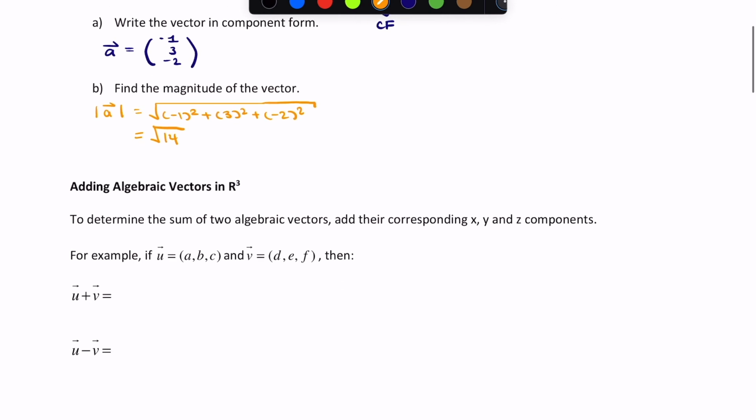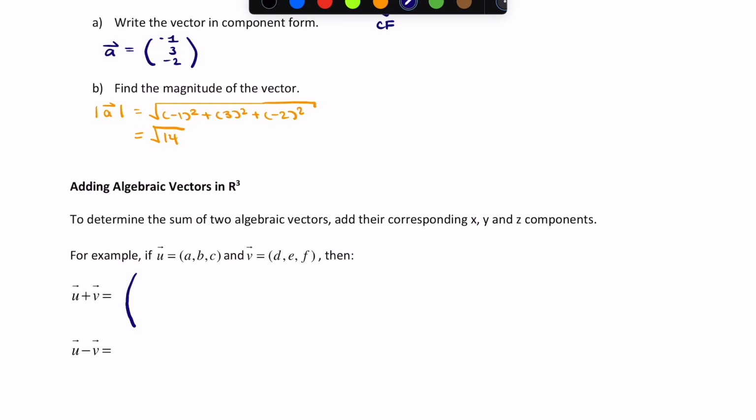Okay, next we'll look at adding algebraic vectors in R cubed, or three space. To determine the sum of two algebraic vectors, add their corresponding x, y, and z components. So for example, if vector u is equal to a, b, c, and vector v is equal to d, e, f, then for vector u plus v, we're adding up the components for the corresponding x, y, and z values.